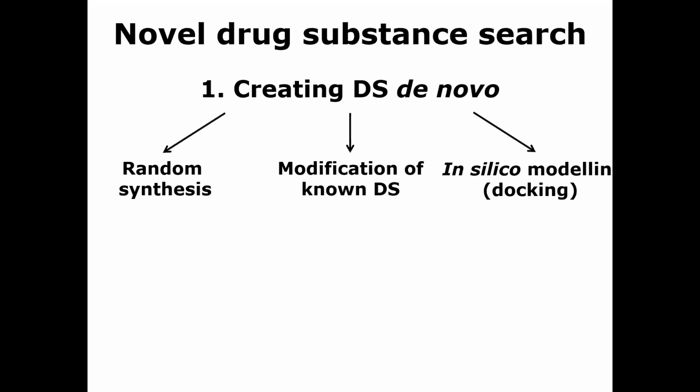So, when speaking about novel drug substance search, we can choose several ways. We can either create a drug substance de novo that can be reached by random synthesis, by modification of a known drug substance, or by docking that was formerly named in silico modeling.